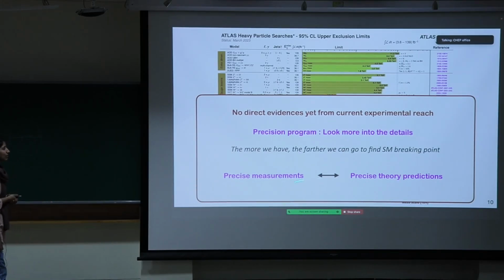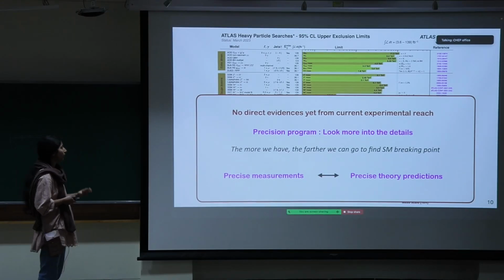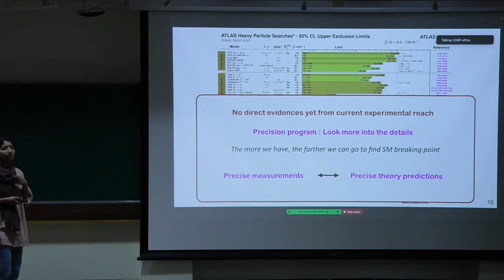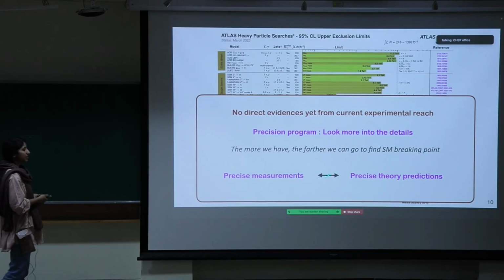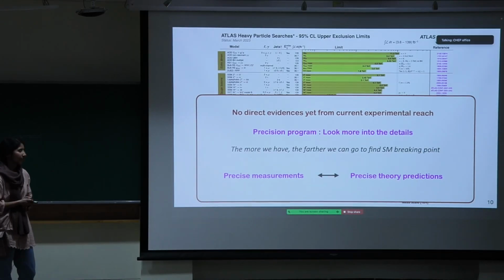So that is where the relevance of the precision program comes up. The more details we have, the farther we can go and try to probe rare processes. So that needs both precise measurements as well as precise theoretical predictions.